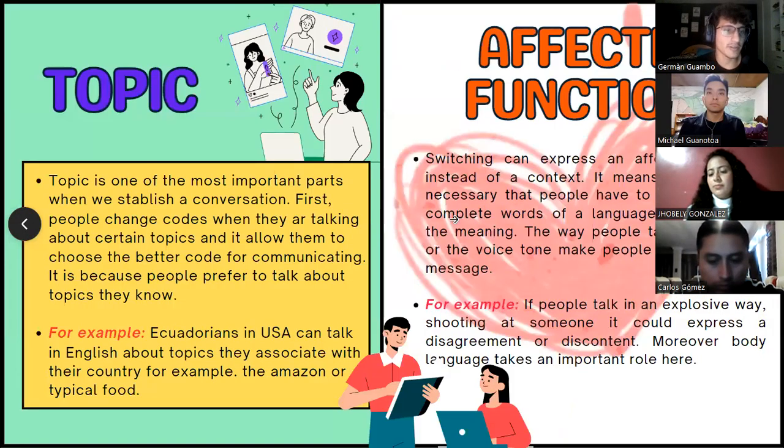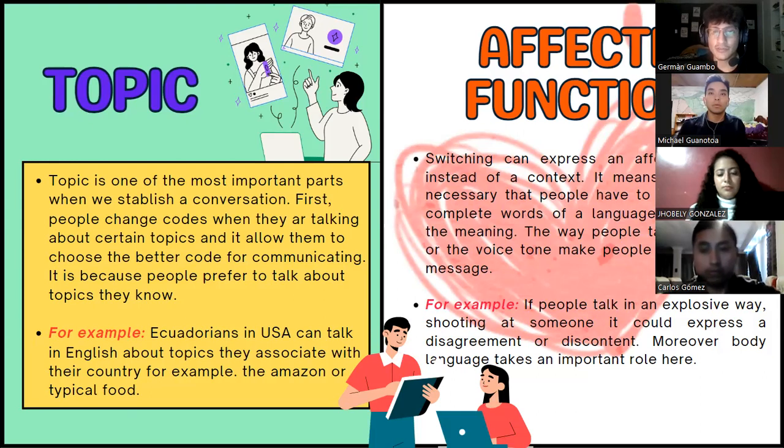Now let's talk about the topic. Topic is one of the most important parts when we establish a conversation. We have to know that some people change codes when they are talking about certain topics, and they feel comfortable with a specific type of topic with respect to others. Basically, some people prefer to talk about topics that they know. For example, Ecuadorians in the USA can talk in English about topics that they associate with their country, for example, the Amazon or tropical food.